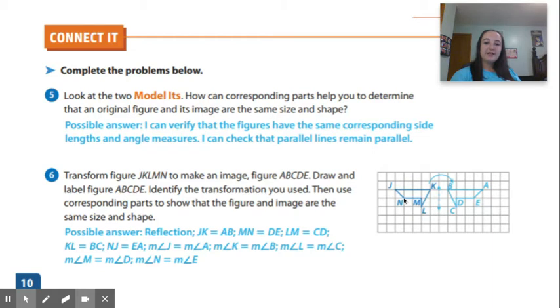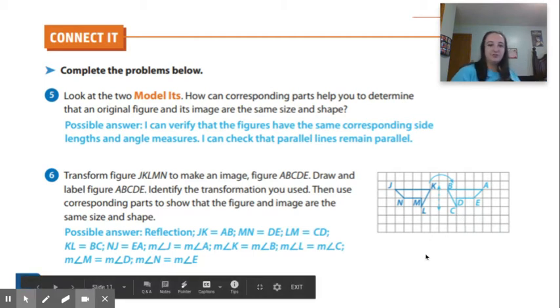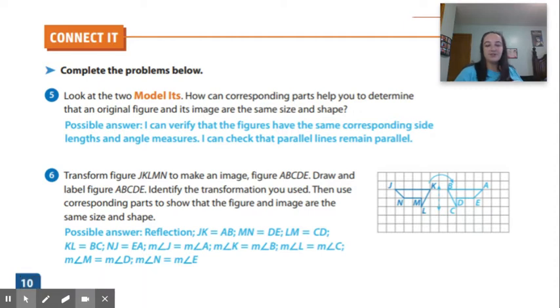Corresponding angles, so angle N here is corresponding to angle E, so they both have the same measure. See, N is our obtuse angle, E here is our obtuse angle. So you can draw any example. This is just one that you can use. You could also use translation or rotation or reflection. Again, just pause this video if you're not done.